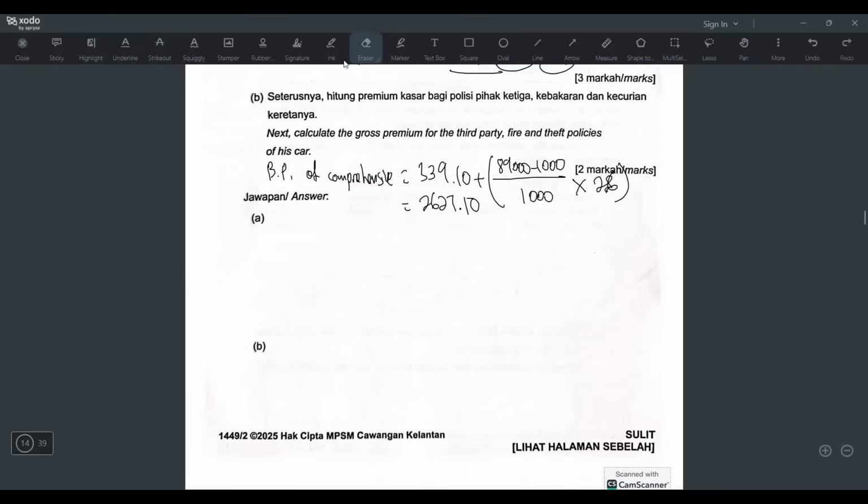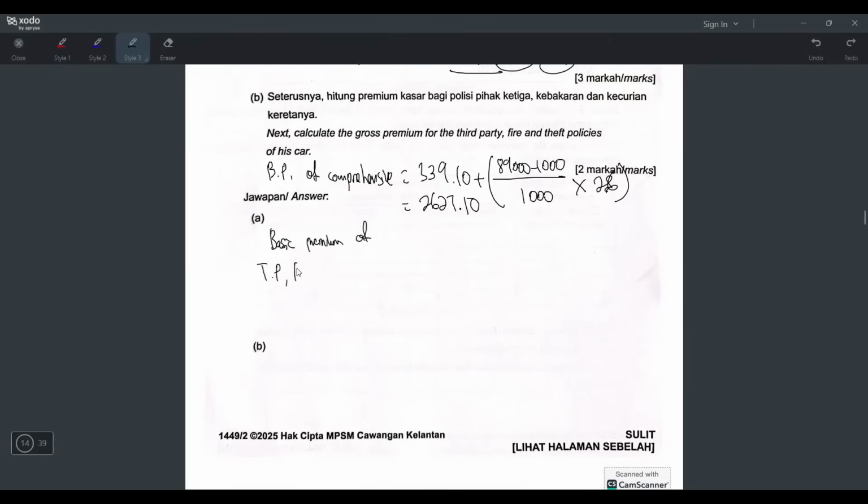Okay, so let's write nicely. Basic premium of third party fire and theft. I write short form, but in exam you write full. So how to do it? 75% multiply with 2627.1. Yeah, multiply with the basic premium comprehensive.